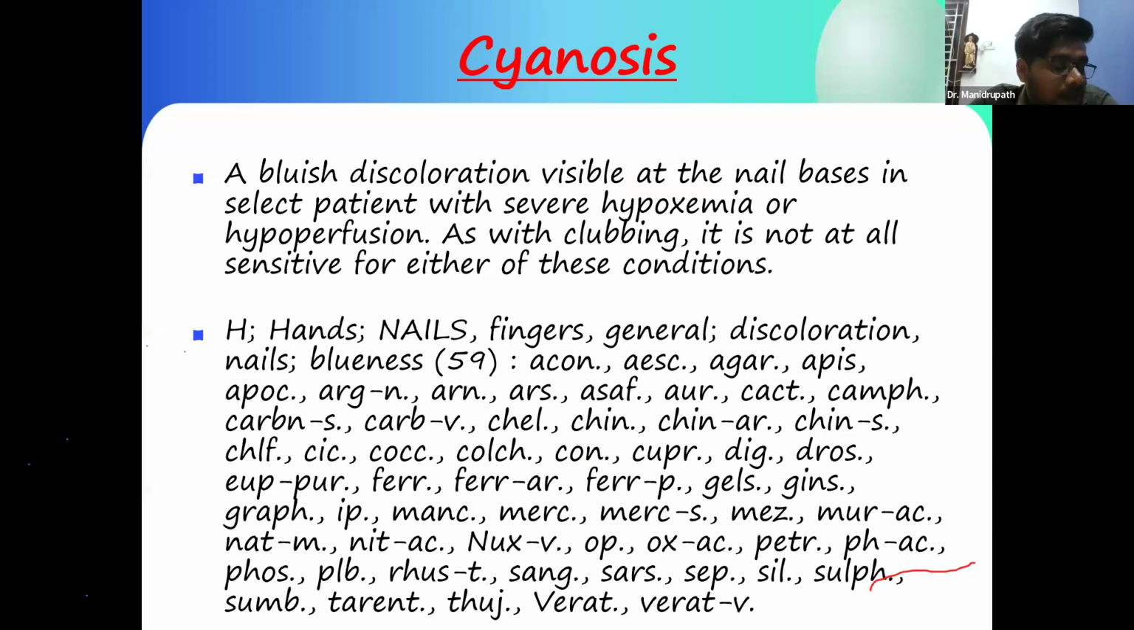Now coming to the next pattern, which is cyanosis. A bluish discoloration visible at the nail bases in select patients with severe hypoxemia or hypoperfusion. So especially in almost all bluish discoloration, cyanosis: Veratrum, Camphor, Carbo veg, and Hydrocyanic acid. These four work wonders. And you need to differentiate actually.